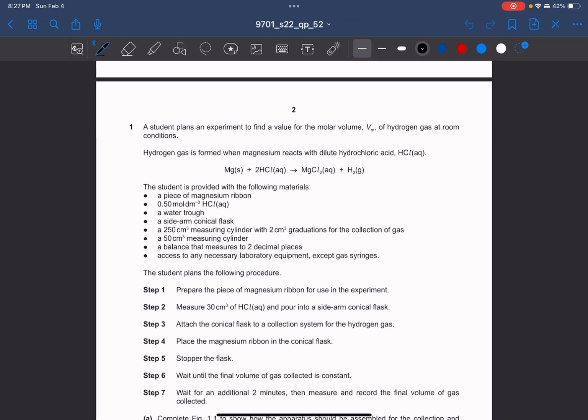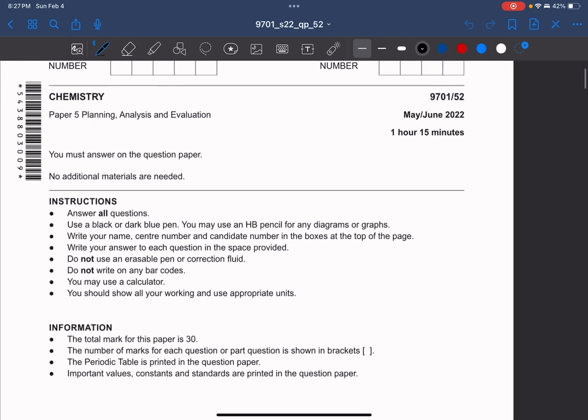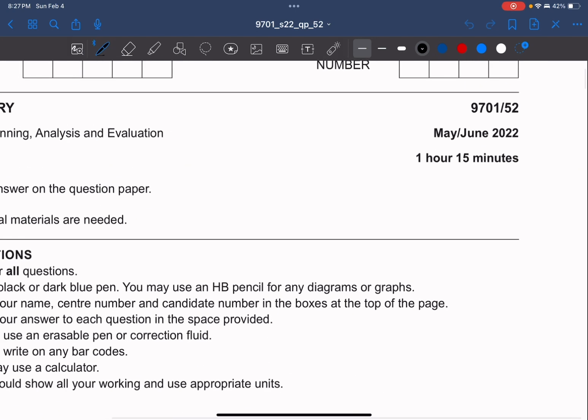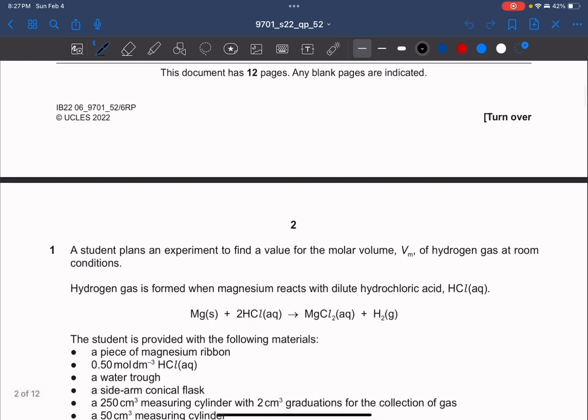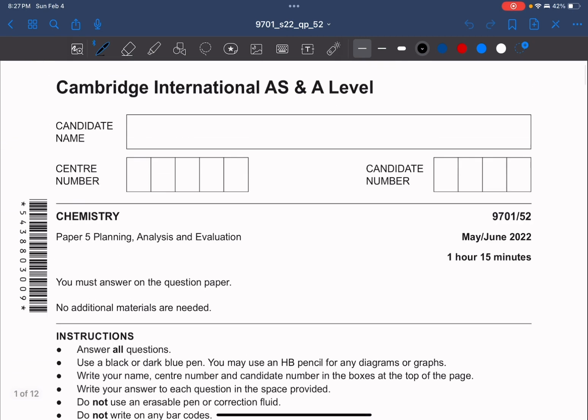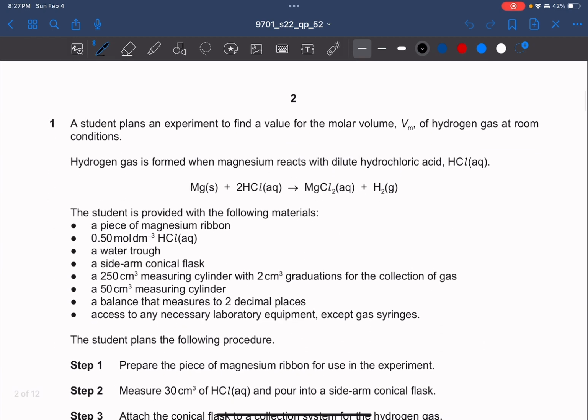Hello guys, this is Rico, and I'm going to be discussing a paper 5 question. As best as I can, I'm going to discuss this as if I'm doing the paper for real, and I'll be showing my thought processes throughout the video. So we're gonna do this whole paper, and without further ado, I think we can start.